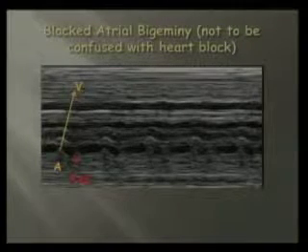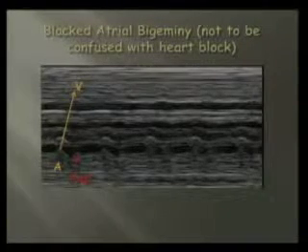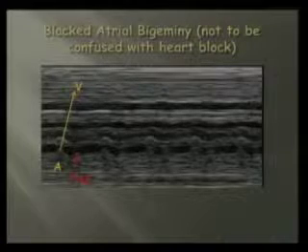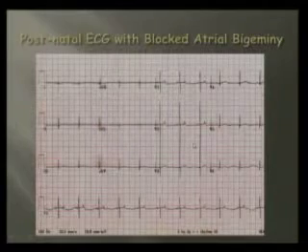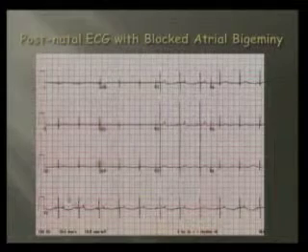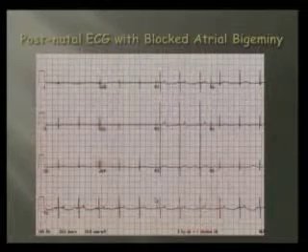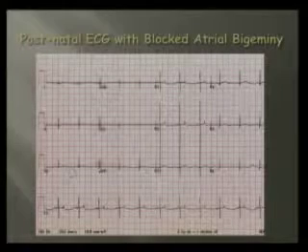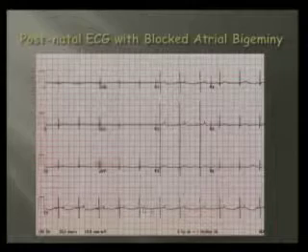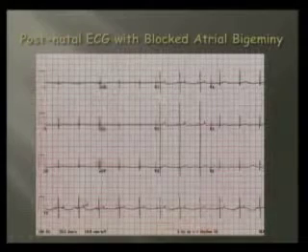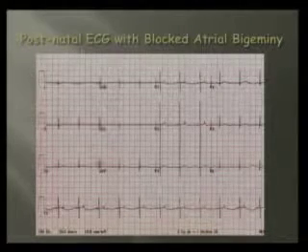Now, like I said, the biggest thing is to differentiate this from heart block or complete heart block, which has a completely different prognosis. The EKG after birth would look like this. Here's a newborn and the heart rate's about 75. And on the EKG, we will see every other beat has this premature P wave and there's no QRS afterwards. So this is blocked atrial bigeminy. It does occur.